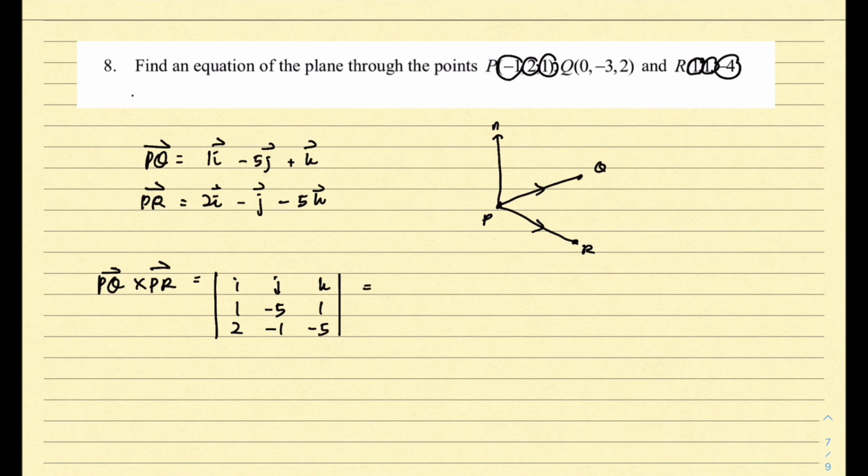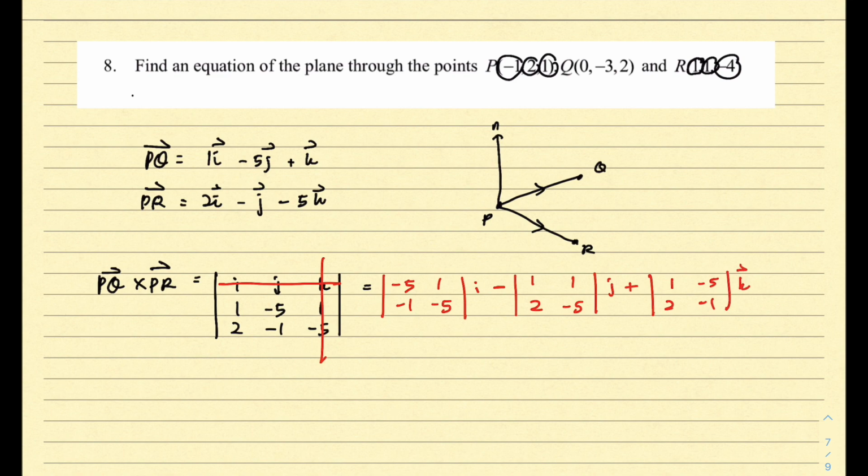Let's eliminate the first row and the first column here. This one is for I. You need to find the determinant of negative 5, negative 1, 1, negative 5. Don't forget that the second one must be minus. We eliminate the first row and the second column. This one is for J. You have to find the determinant of 1, 2, 1, negative 5. And you plus, eliminating the third column, the determinant of 1, 2, negative 5, negative 1. This one is for K.